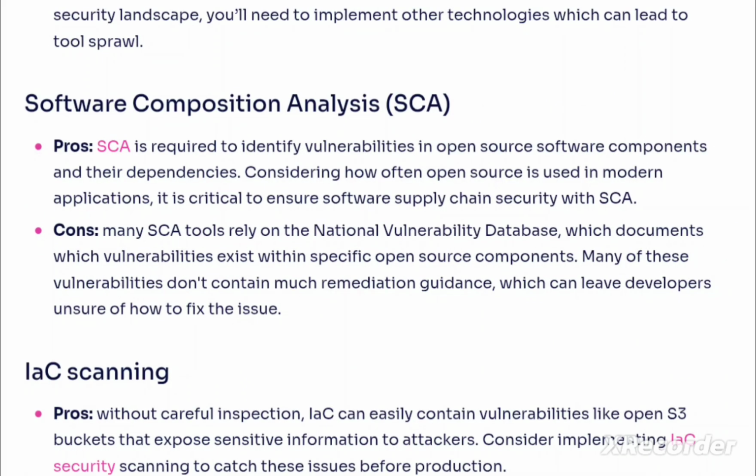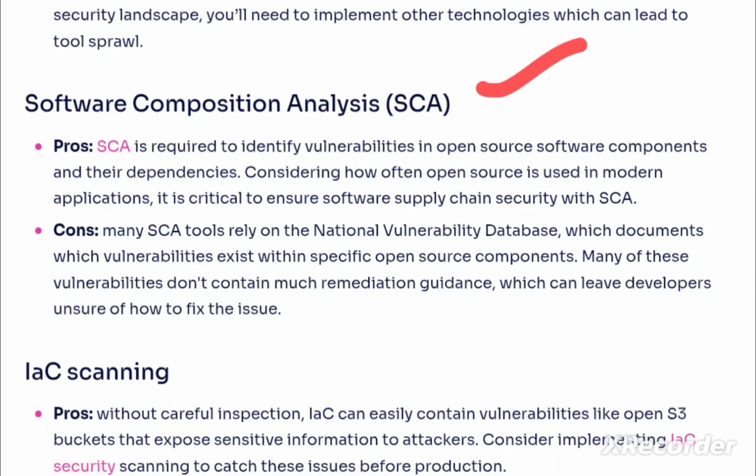And the next category was software composition analysis, we can say SCA. The main advantage of SCA is that it identifies vulnerabilities in open source software components and their dependencies as well. Considering how often open source is used in modern applications, it is very crucial to keep the software supply chain secure with software composition analysis. There is a wide variety of tools, especially like Trivy, Snyk, and SonarQube.